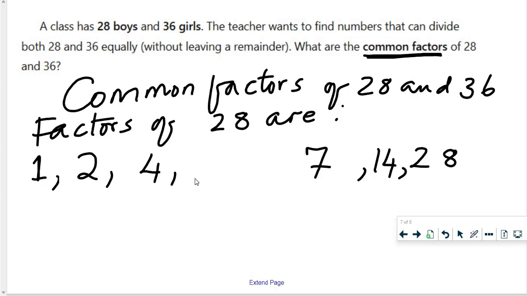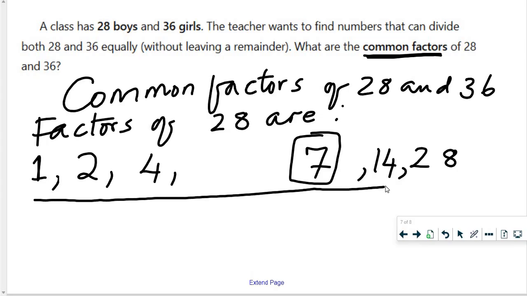After 4 is 5. 28 divided by 5, not possible. Go to 6. 28 divided by 6, not possible. Go to 7. 7 is already written here. So you stop. So the factors of 28 are 1, 2, 4, 7, 14, and 28.